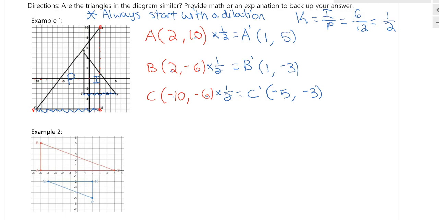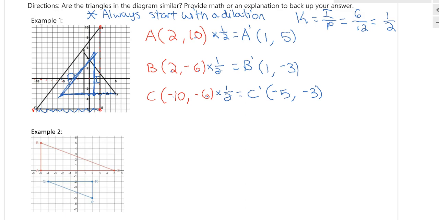Okay, so I have 1, 5, 1, -3, and -5, -3. Okay, so we're getting closer. These do look like they're going to be the same, but I still have to prove it. So to me, it looks like it's just flipping, right? So I need to figure out where my reflection is.